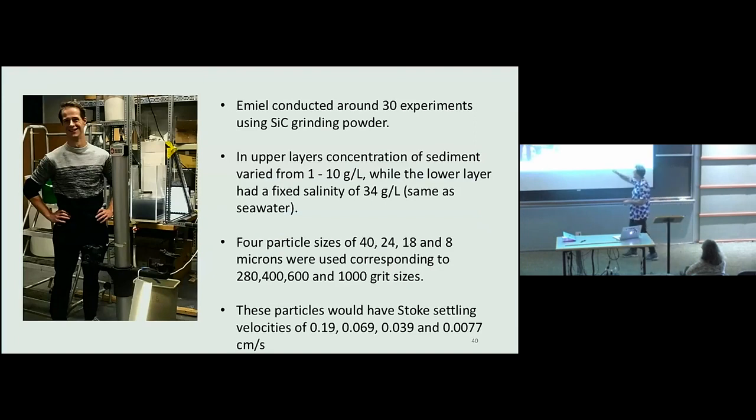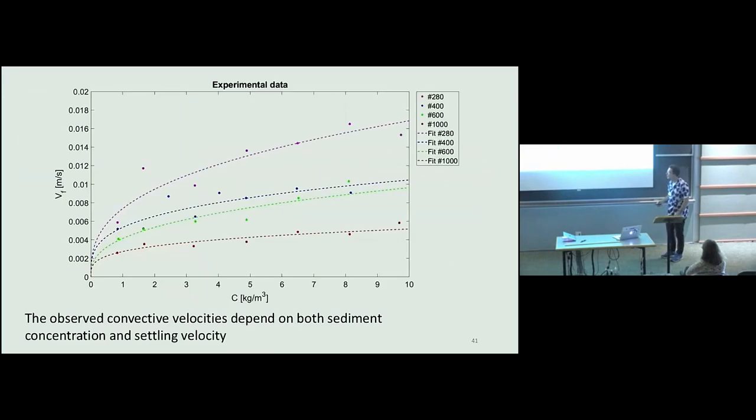The technical details, in case you care: silicon carbide particles. The important thing is that the settling velocities just from Stokes would be really small. The fastest would be a millimeter per second, and the slowest ones would be basically not settling at all. So anything we see that's greater than about 0.5 centimeter per second is not Stokes settling velocity. So what do we find?